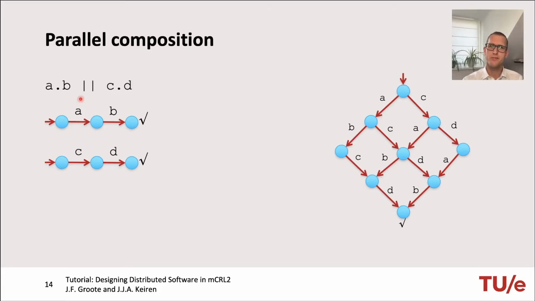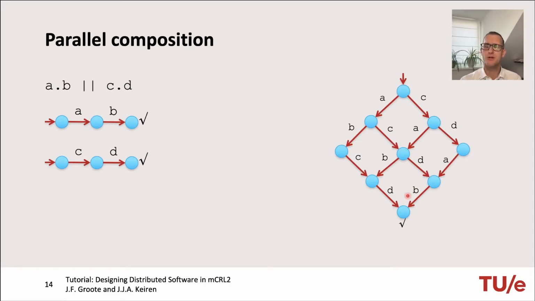Now, the parallel composition between two processes, as actions are, in essence, atomic, results in the interleaving of actions from both processes. So basically, the parallel composition of two processes will generate all interleavings. So in this case, if we execute A followed by B in parallel with C followed by D, we get a label transition system which gives all different interleavings.